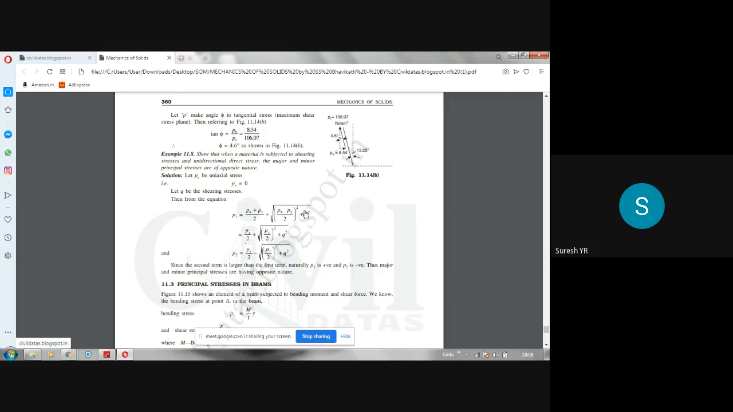Here, Py you have to take 0. If you put Py as 0, you are going to get it like this. Similarly, P2 will be with a negative sign in between. That's all. Instead of plus, minus will come.